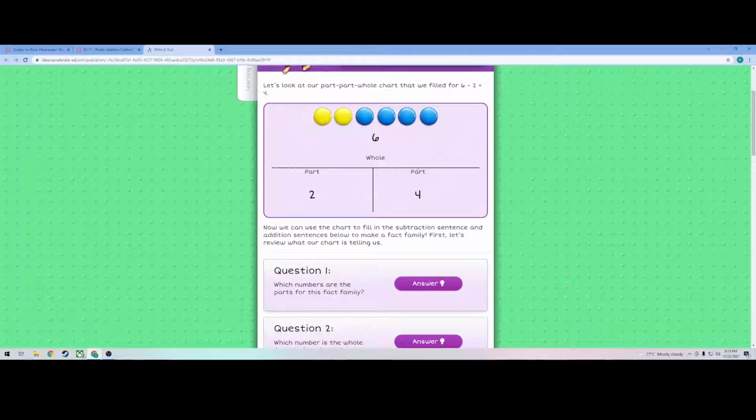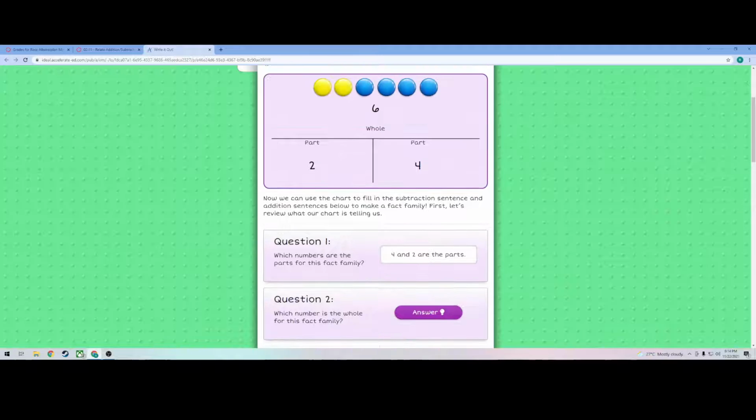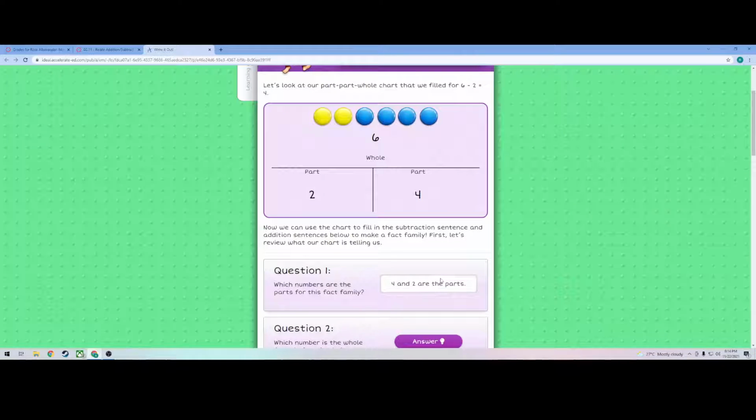2 plus 4 equals 6. So what's the answer here? 4 and 2 are the parts. Parts of what? When we say part, it has to come from something else, right? So from the whole, which is the number 6.